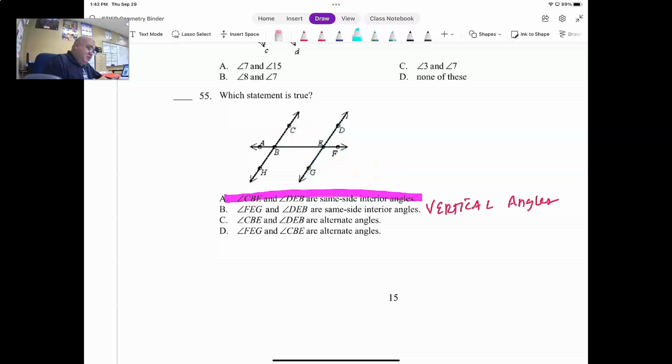Angle CBE and angle DEB. No, we already talked about those. Those are same side interior angles. So of course this one is wrong and this one is wrong. Okay, so now we have FEG and CBE. Those are not alternate interior angles. Those are not even related. So the answer is A. That one's true.